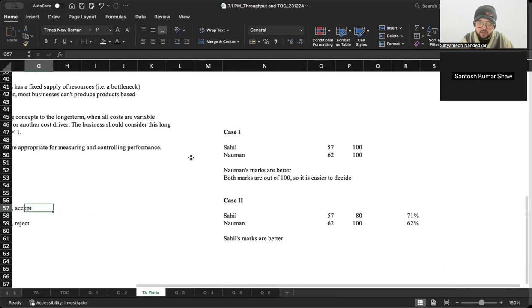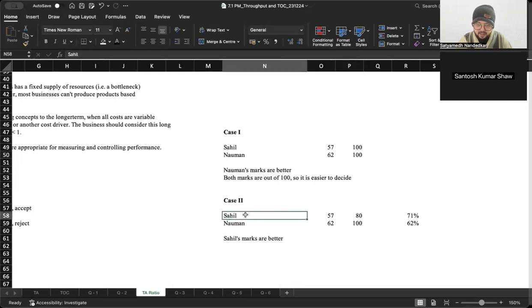Okay. Now, if I tell you that there is a person called Sahil and Nauman, Sahil has 57 out of 100, Nauman has 62 out of 100. It is easier for us to decide that Nauman's marks are better. But because both are out of 100, I did not even have to look at the denominator because it was the same. When I look at both of them separately, Sahil who has 57 out of 80 and Nauman who has 62 out of 100, then I realize that if the denominators are not the same, I will have to divide 57 by 80, 62 by 100. I will get relative performance and then I will be able to comment on who is better.